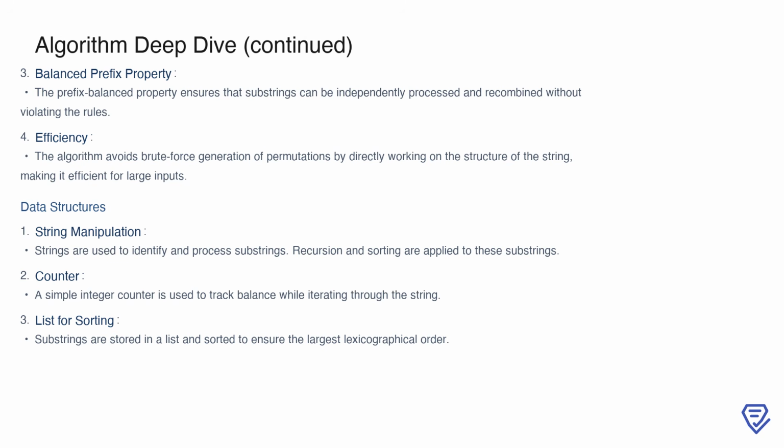To implement this, we rely on a few key data structures. String manipulation is used to identify and process substrings. A simple counter is employed to track the balance during iteration, and substrings are stored in a list to facilitate sorting. Together, these components make the algorithm both systematic and efficient.